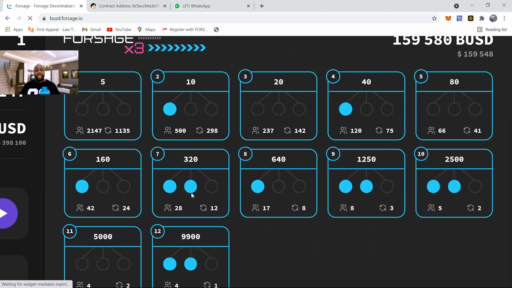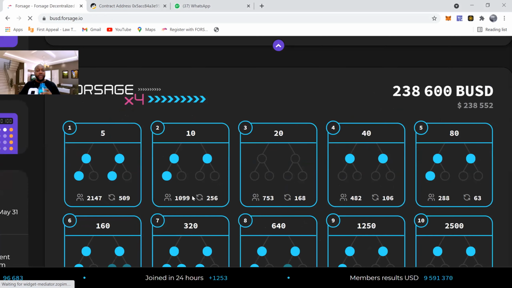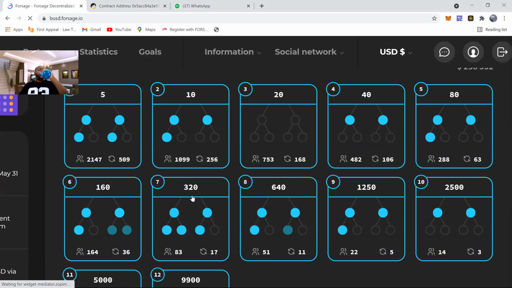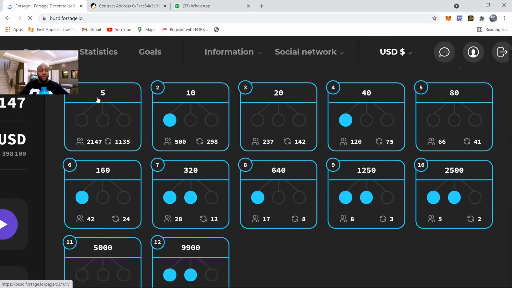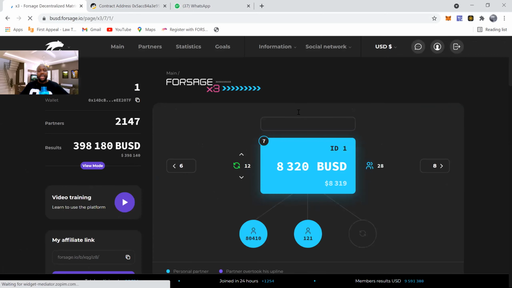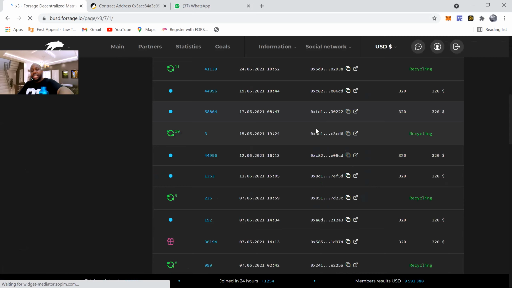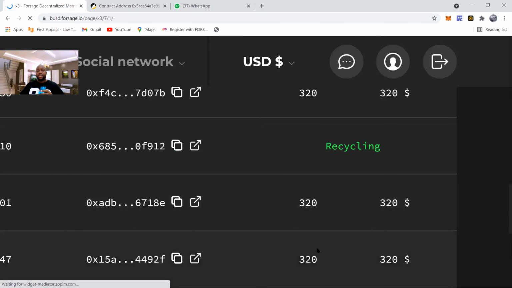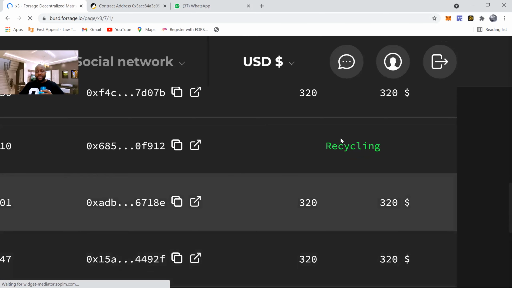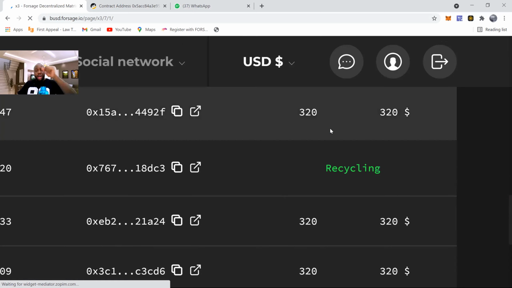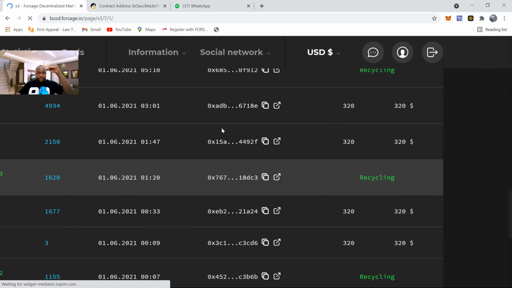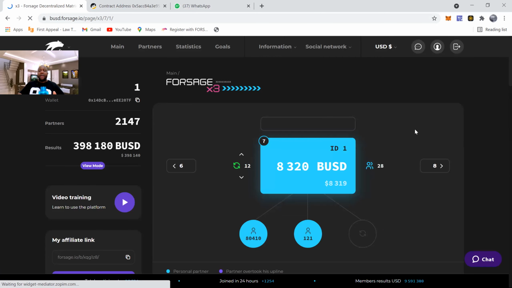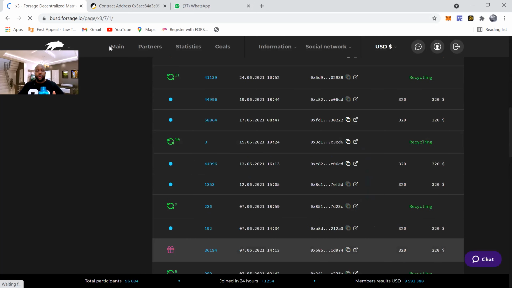When you have 12 slots like this in X3, in X4 you have 24 sources of income because each slot will be paying you. But when you have only one slot, you'll be getting only $5. But you see this guy here in level 7, how much did he receive? He received 8,320. You see this transaction, 320 US dollars, 320 US dollars, 320 US dollars, just like that. But when you have a small slot, a small level, then it is $5, $5, $5, and you don't get much.